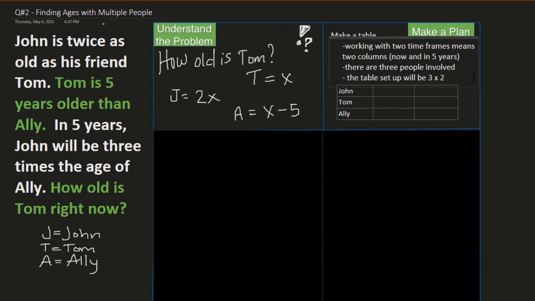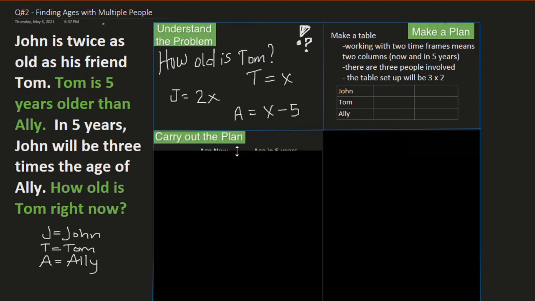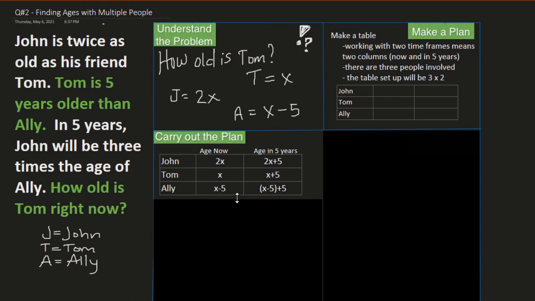So if we look at our table and set that up, it would be a 3 by 2, okay? So moving on, let's go ahead and carry out our plan. So first we need to fill in the given information.